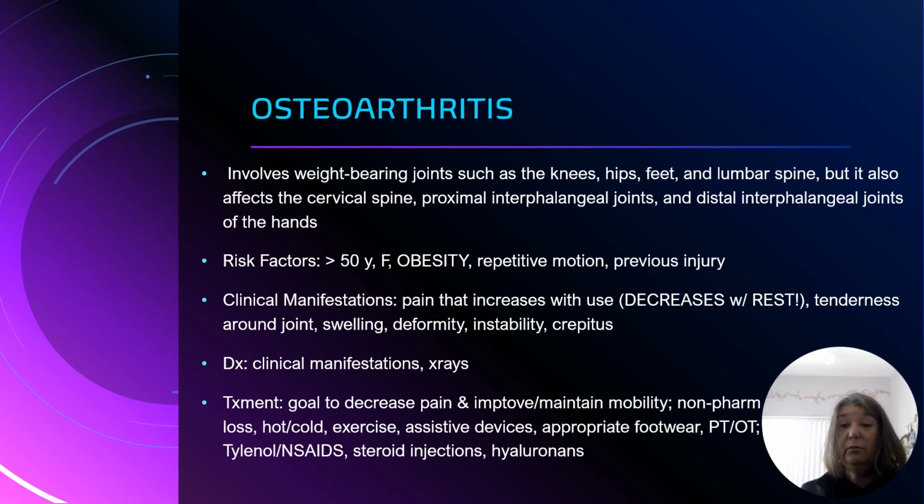All right, now we are moving to connective tissue disorders. So first one up is osteoarthritis. Yay. Osteoarthritis involves weight-bearing joints, such as the knees, hips, feet, and lumbar spine, but it can also affect cervical spine, proximal interphalangeal joints, and distal interphalangeal joints of the hands. Osteoarthritis involvement of the shoulders and elbows can occur after trauma, inflammation, or overuse. So all the joints, basically.